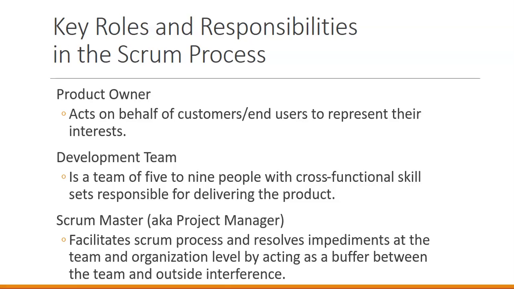Then the development team. The development team, 5 to 9 people, cross-functional skill sets, and the Scrum Master. The Scrum Master is the project manager, and they help facilitate the process, make sure that the team's working well together, that the organization is going well, and then working on a buffer between the team and any outside interference that could interfere with their current sprint or what they're working on.